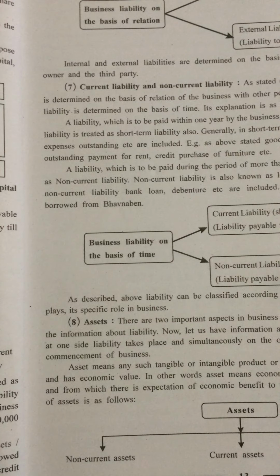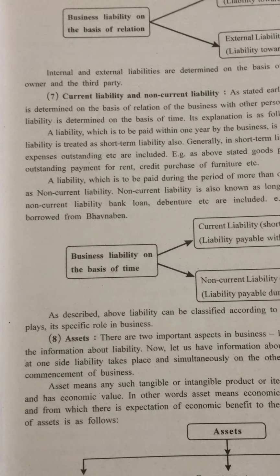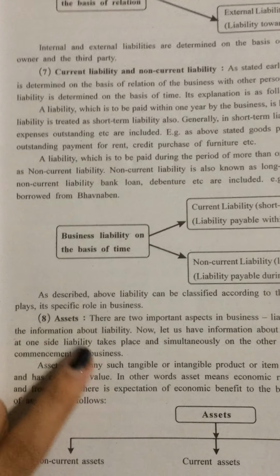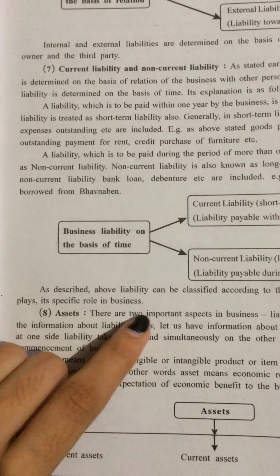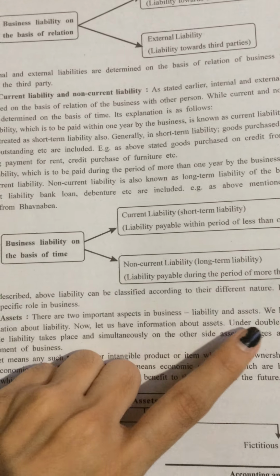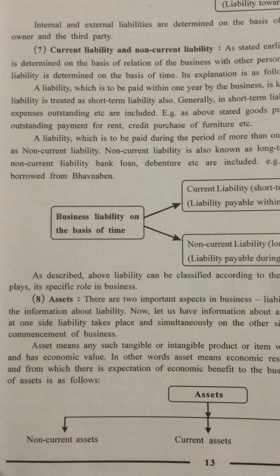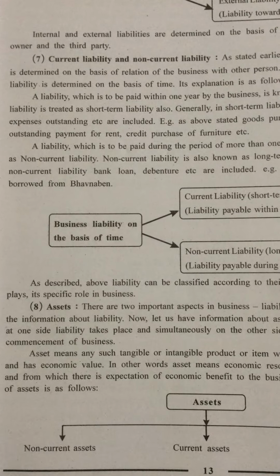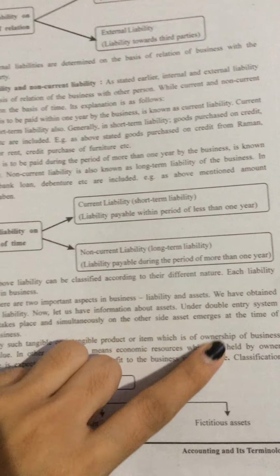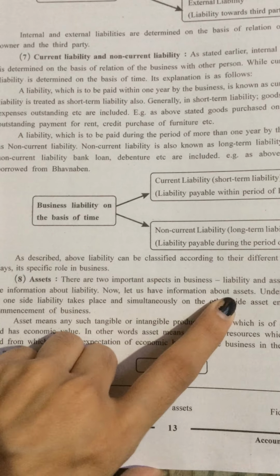So this was the meaning and definition of liability and then the classification of liability. Now we are going to start with the next term, that is assets. There are two important aspects in business: liability and assets. In any business, assets and liability are the main things. So we have obtained the information about liability. Now let us have information about assets.